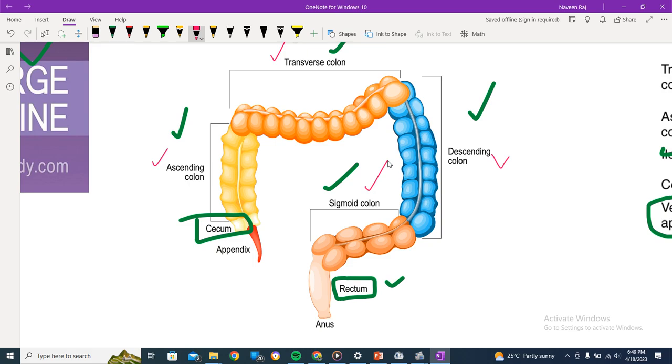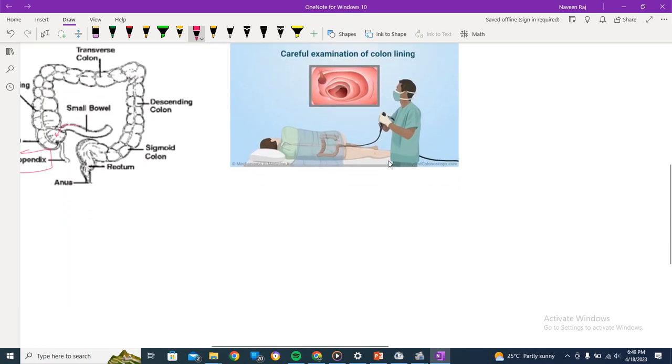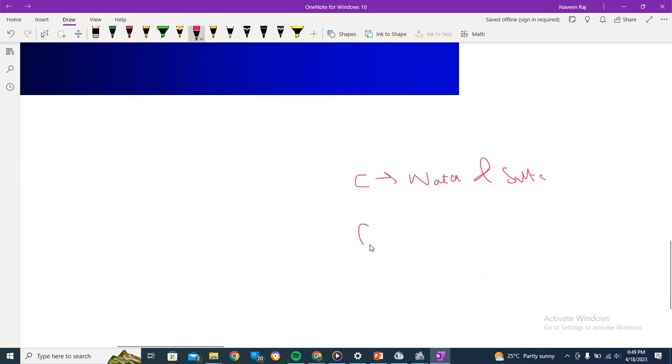And again, a very important point, and this is based on MCQs. The cecum was responsible for water and salts, and the colon is responsible for the reabsorption of water again, because we need to take out water as much as possible. Water and vitamins. So this is very important. This is the most important MCQ from this topic.